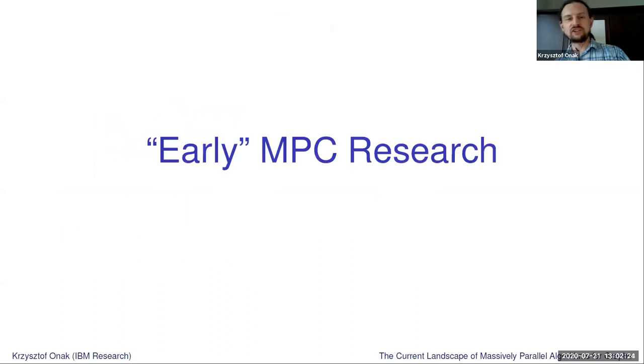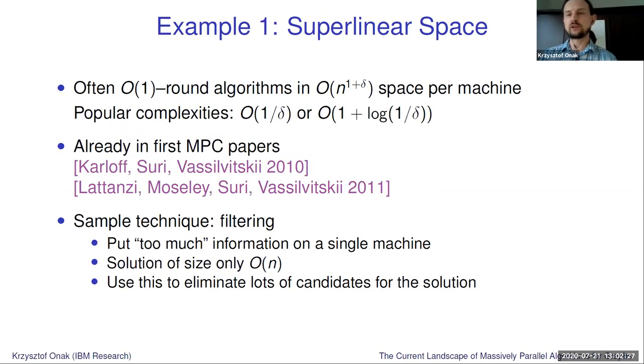Okay, so the early MPC research. It kind of started already with the first paper, and there were a number of other follow-up papers. I'm just mentioning two of them here on this slide. What happens in this memory regime is that for lots of problems, we have constant round algorithms. If you give n to the 1 plus delta space to each machine, then it often turns out that something like poly one over delta rounds suffices, or maybe even something like log one over delta rounds suffice as well.